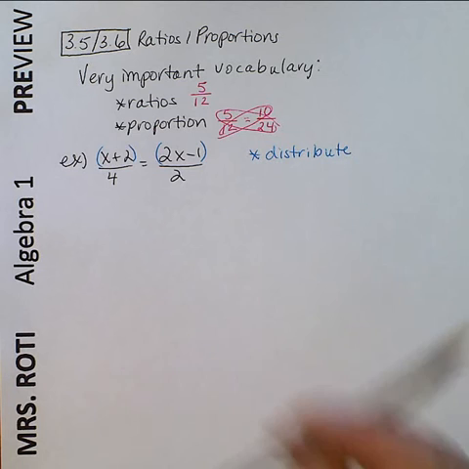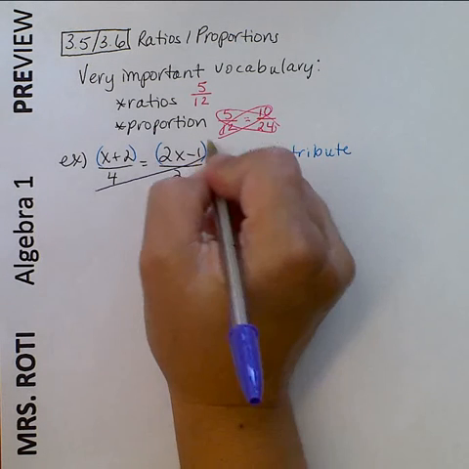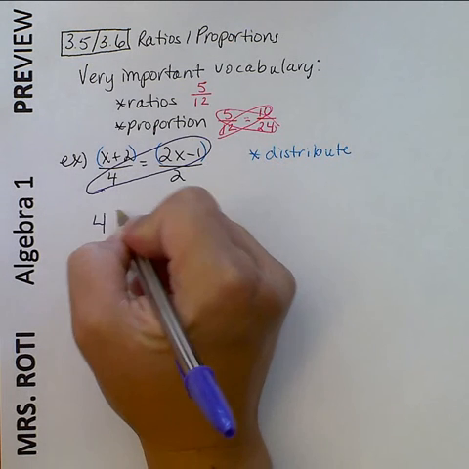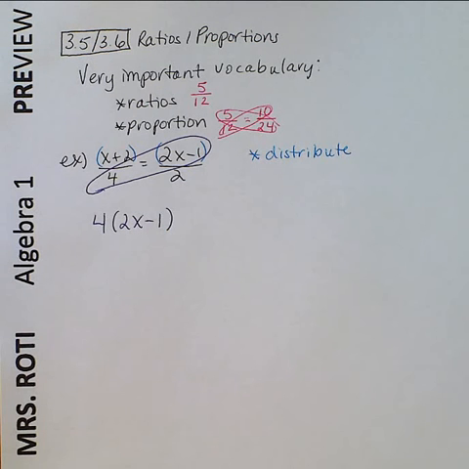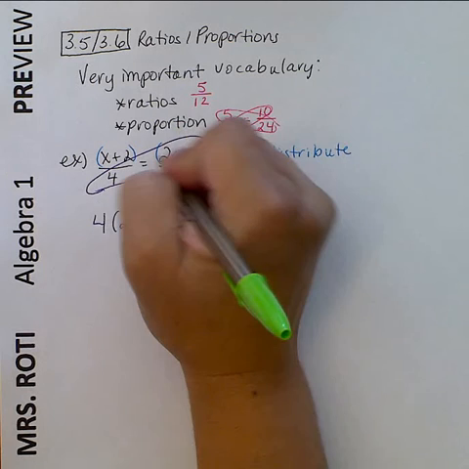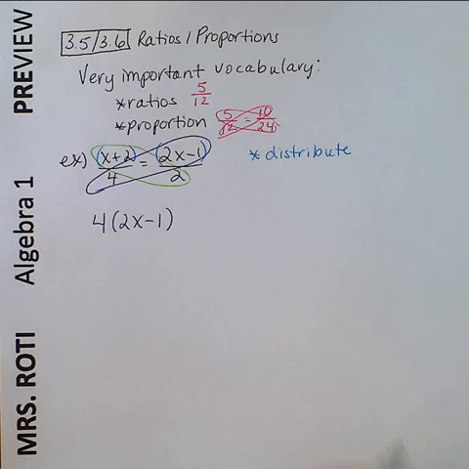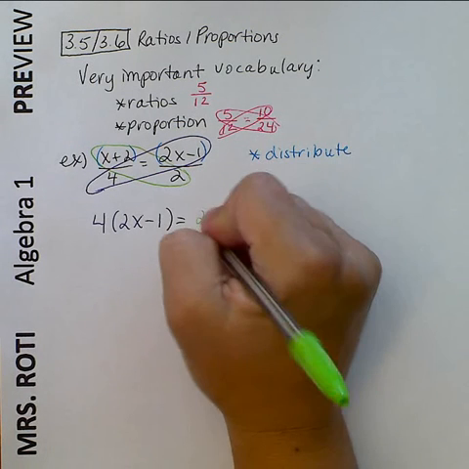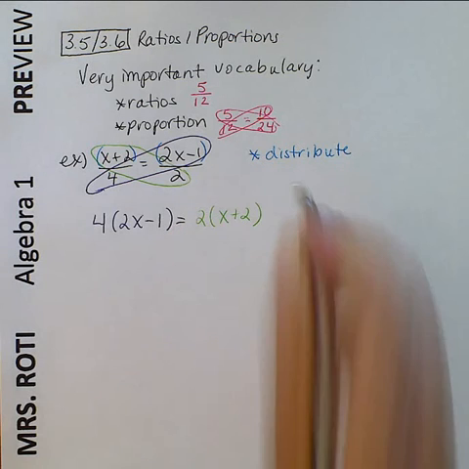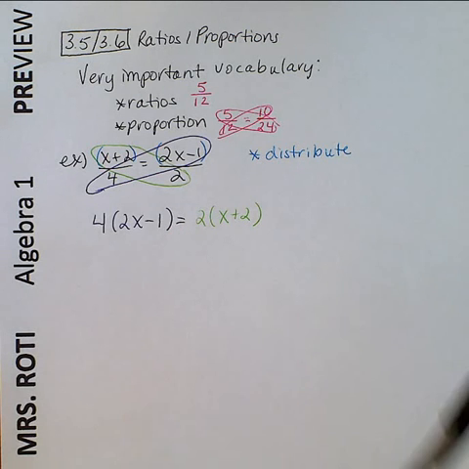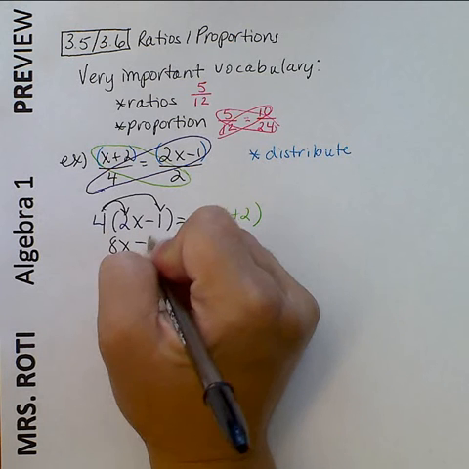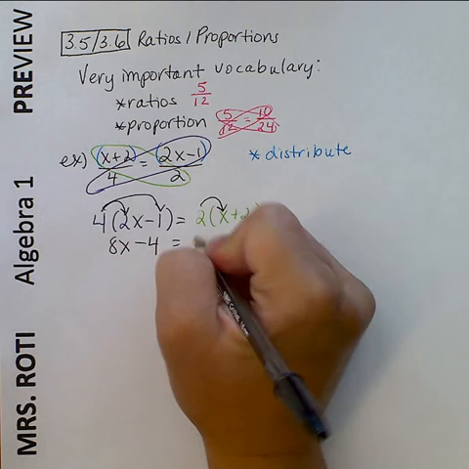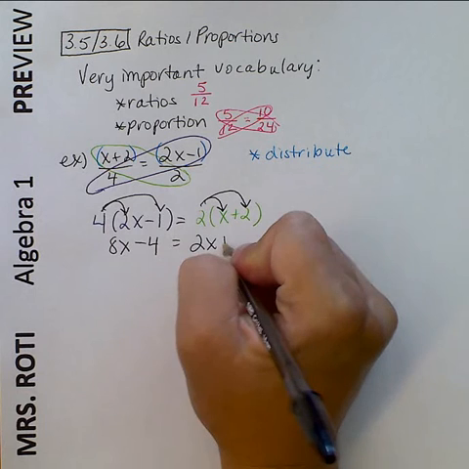For example, I'm going to cross multiply. So 4 times the quantity, 2x minus 1, equals 2 times the quantity, x plus 2. Distributing properly gives us 8x minus 4 and 2x plus 4.